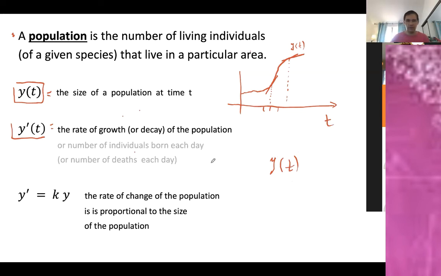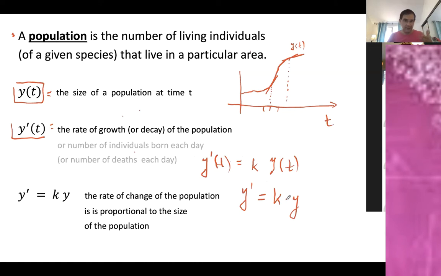On the other hand, I have this idea of change of size of this population at t. And what we just mentioned is that the rate of change of this population will be proportional to the size of this population. Another way to say this is y prime is proportional to y, and we use some constant of proportionality, k, for example. So now we have y prime equals some constant k times y.